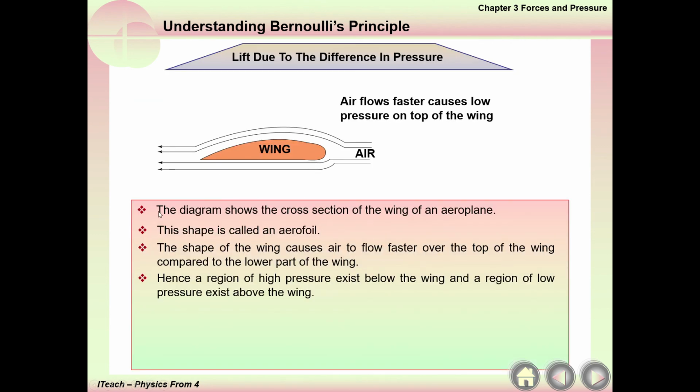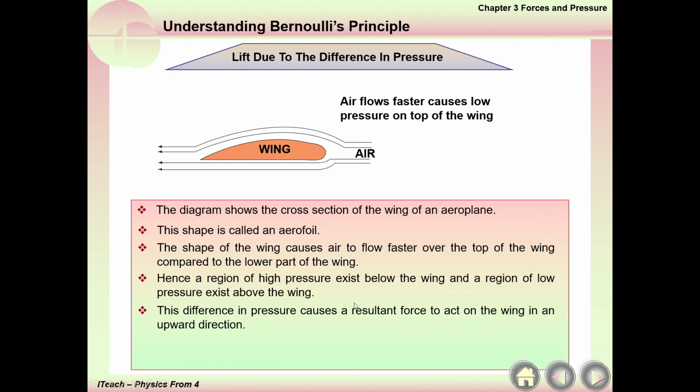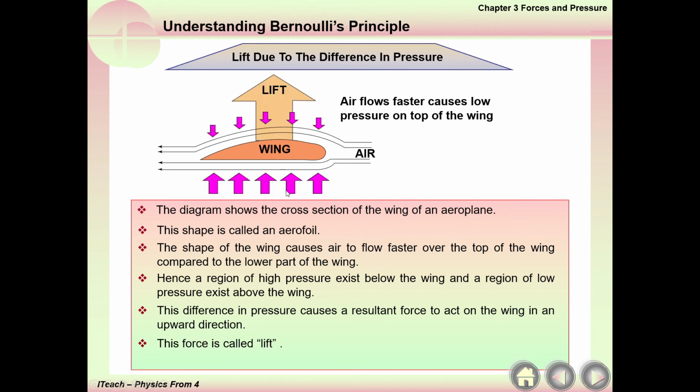This diagram shows the cross section of the wing of an aeroplane. The shape is called an aerofoil. The shape of the wing causes the air to flow faster over the top of the wing compared to the lower part of the wing. Hence, a region of high pressure exists below the wing. This difference of pressure causes a resultant force to act on the wing in an upward direction. This force is called lift. Lift enables an aeroplane to ascend.